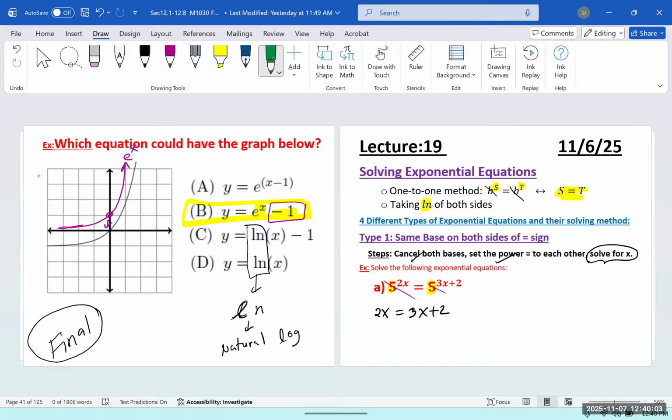So to solve for x, what do we do? Subtract 3x from both sides. So we get negative x equals 2. Divide by negative 1. We get x equals negative 2. No, we don't have to check exponential equations. We have to check logarithmic equations. They're enemies. Exponential and logarithm are enemies of one another. They hate each other.